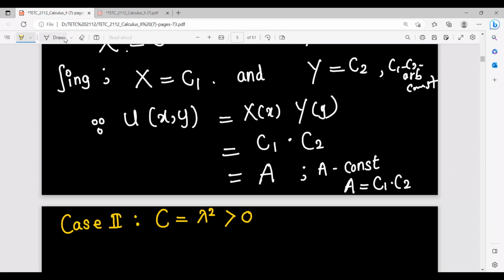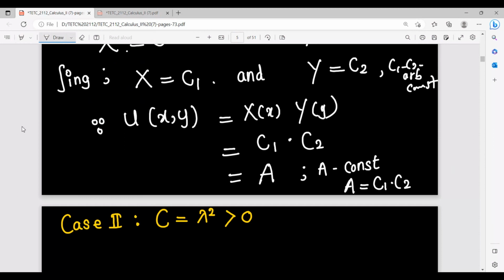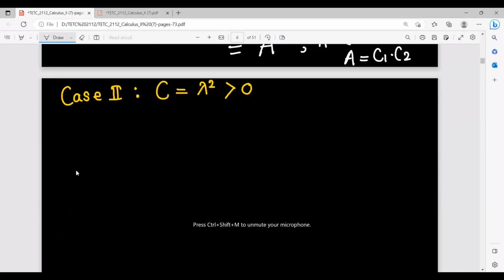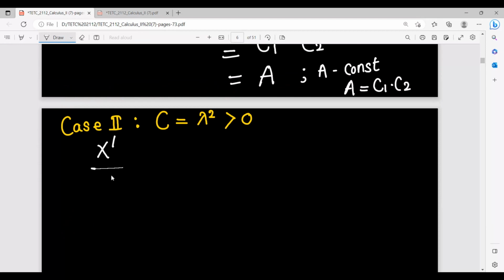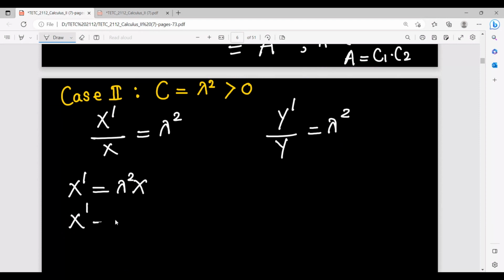Our first equation is x dash over x is equal to C, and we are replacing this C by lambda square. The next one is y dash over y is equal to C, again replaced by lambda square. So we can write x dash is equal to lambda squared x, and x dash minus lambda squared x is equal to 0.